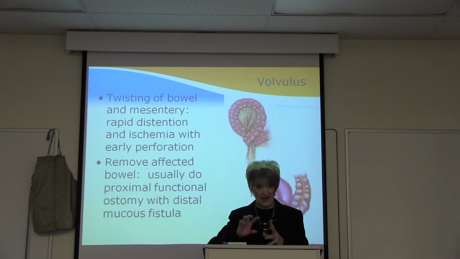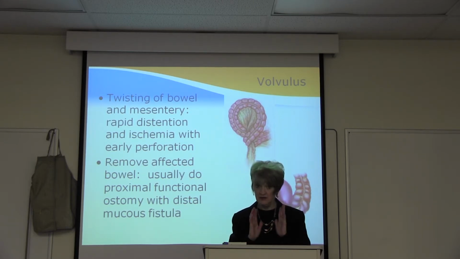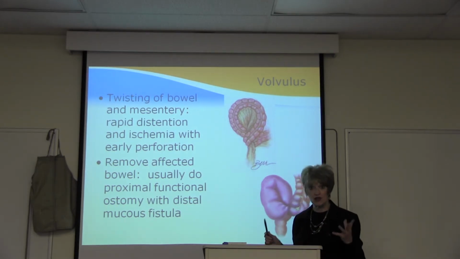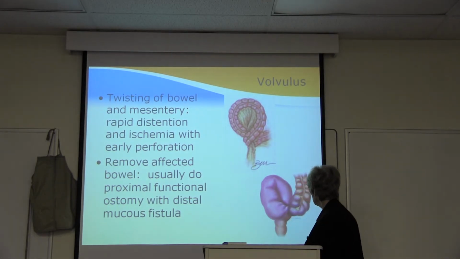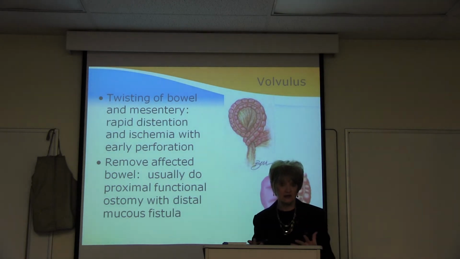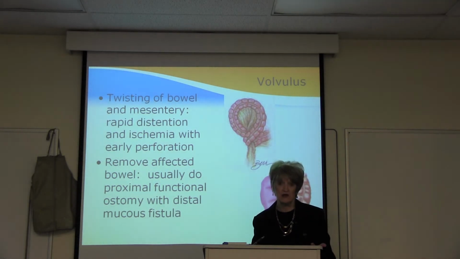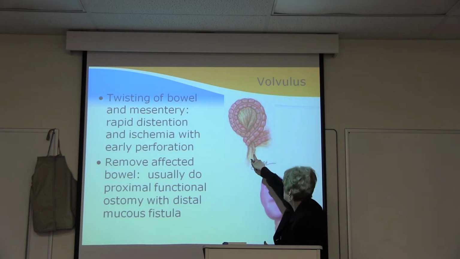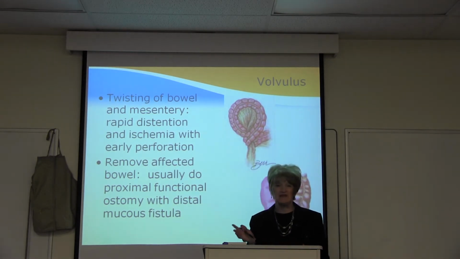When you twist the bowel and you twist the mesentery, you get a very negative combination because you're going to get rapid distension of this section of bowel. It's a closed loop obstruction, meaning that it's closed here and it's closed here. The glands in the bowel wall are going to continue to secrete fluid. The bacteria will continue to produce gas. You're going to get very rapid distension. In addition, as you see, the mesentery is twisted, so you get rapid development of ischemia and early perforation.